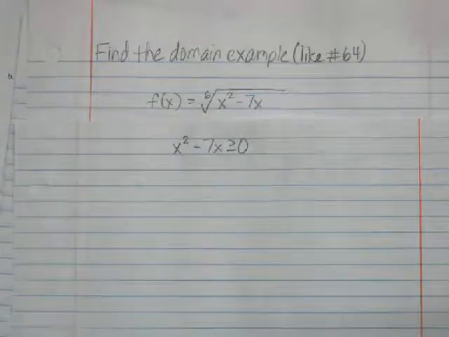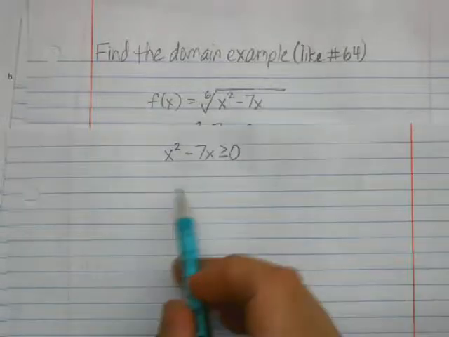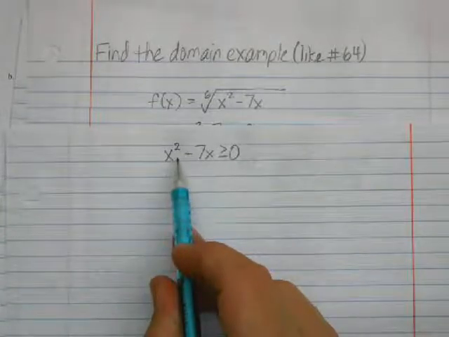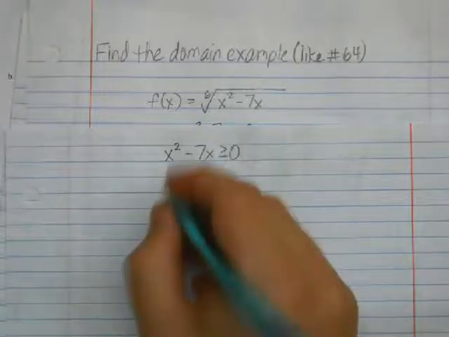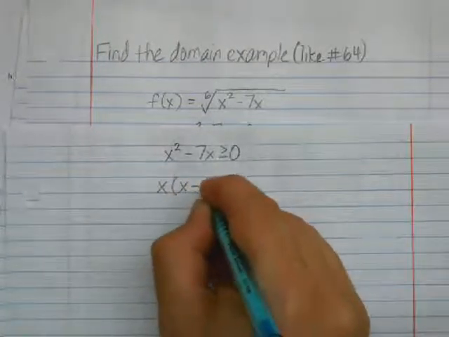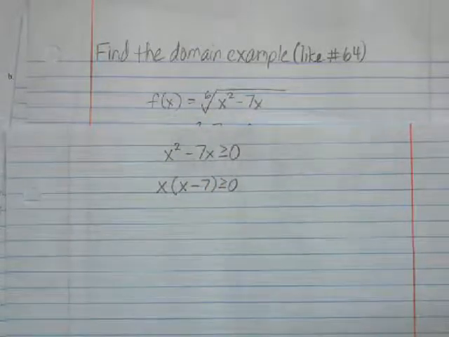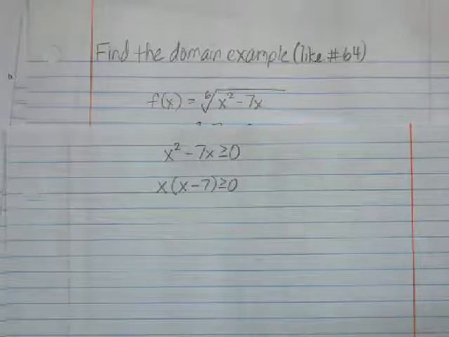Now we can't isolate x, so instead we're going to go ahead and factor. Notice that both x squared and 7x have a factor of x. So I factor out the x, and I get x times the quantity x minus 7 is greater than or equal to 0.